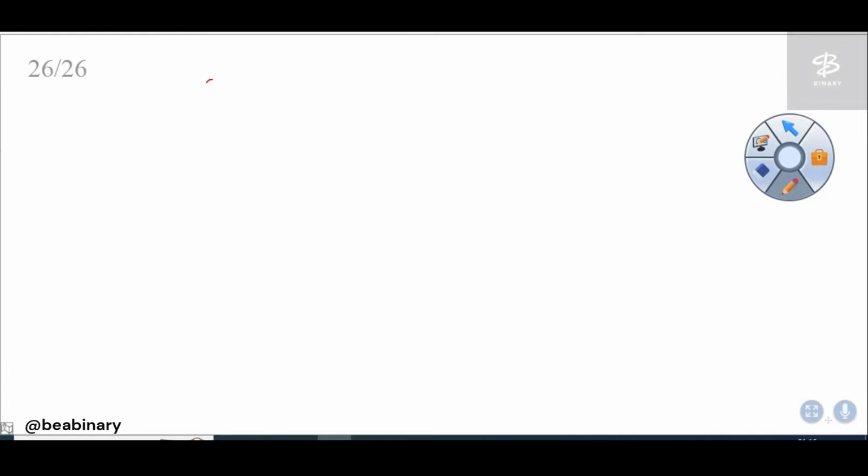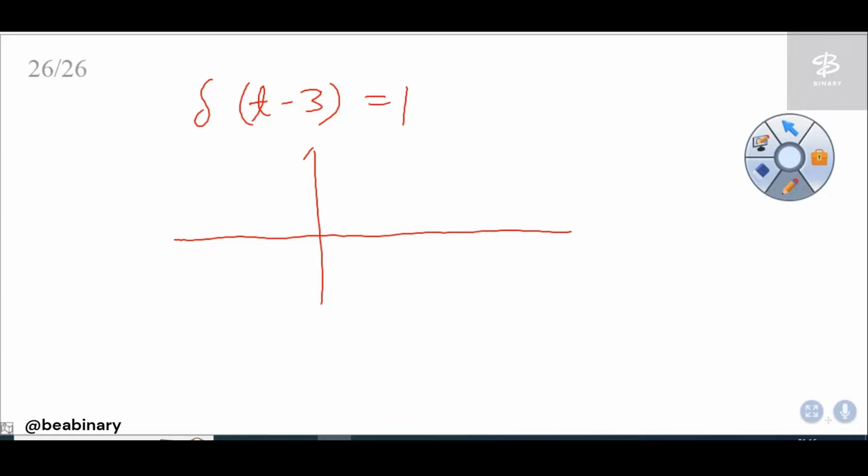So suppose I am asking you delta of t minus 3, this is equal to 1. How can you represent this function? Delta of t minus 3 is 0 everywhere else, and here is the point 3, so here it is only. This way you can represent it.